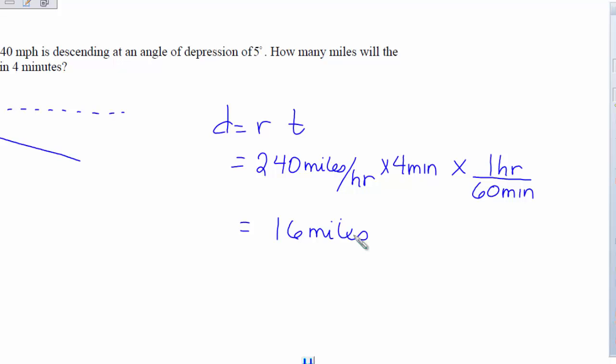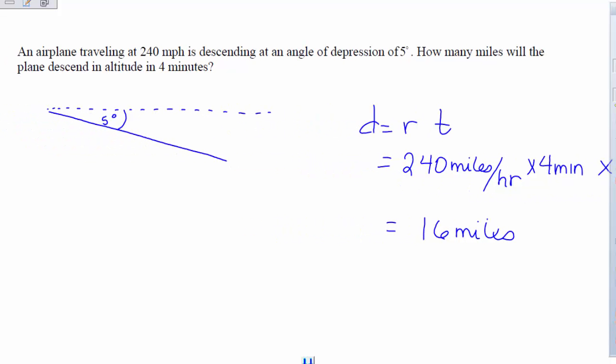Okay, so now that we know that, this path is 16 miles, and what I want to know is, well, what's the change in altitude? So that's marked or noted right here. This is the change in altitude, and this is what we want to find. So I'll call it A for altitude, and see if we can find our answer from there. So I have three pieces of information that I need to tie together. I've got this angle of depression of 5 degrees. I've got the distance of my hypotenuse, because we have a right triangle here. And then I've got this other side that I'm trying to find.